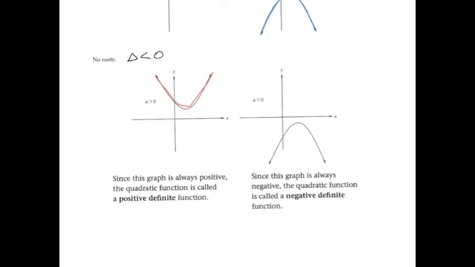Over here, the discriminant is less than 0, so there are no roots, and a is less than 0, so we're concave down.